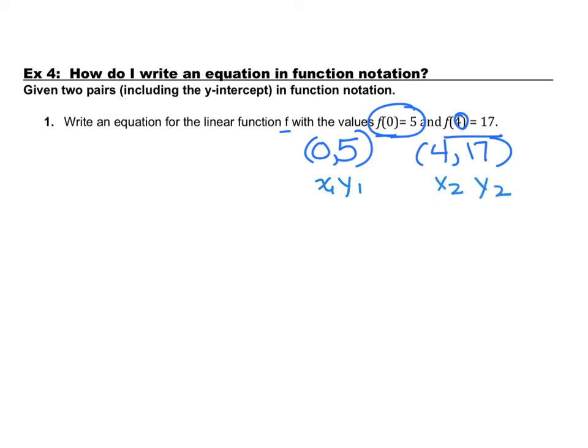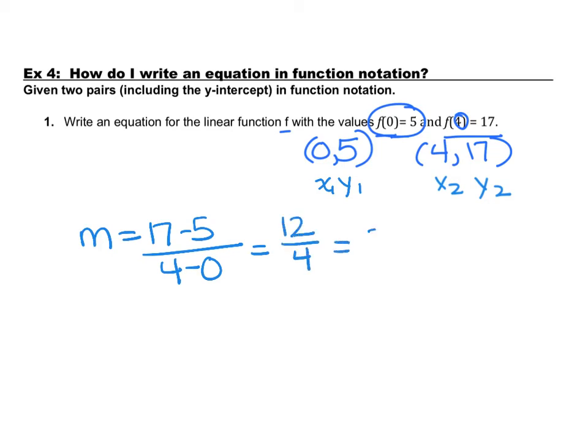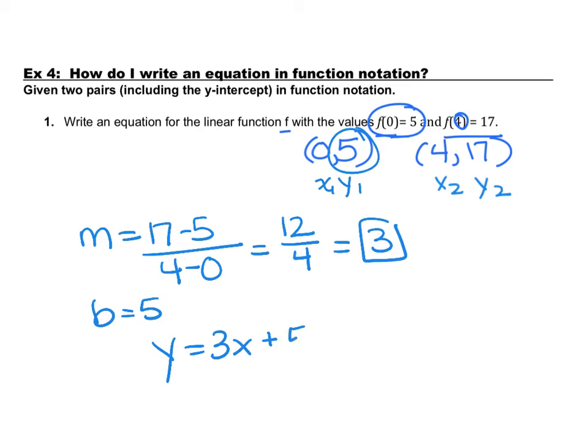Again, we're going to start by finding the slope. So our m is equal to then 17, y2 minus y1, all over 4 minus 0. So 17 minus 5 is going to give us 12, divided by 4 is equal to 3. So we know that our slope is 3. And our y-intercept, again, here we have our x is 0. Our y-intercept is going to be 5. So our b is equal to 5. So we have y is equal to 3x plus 5.